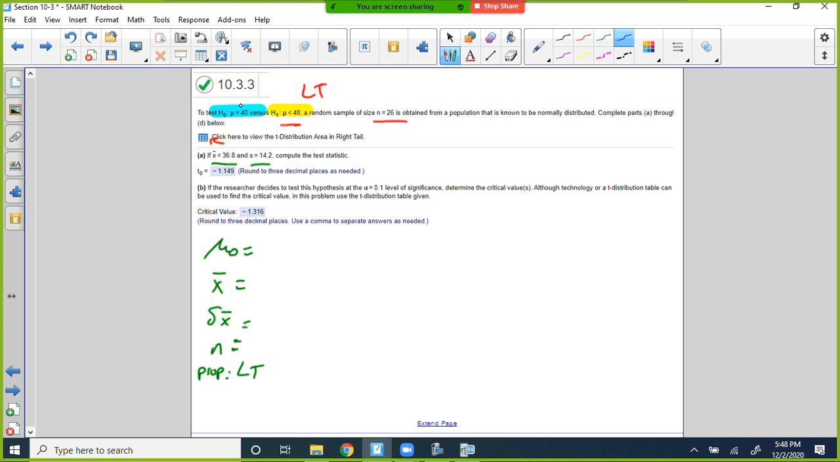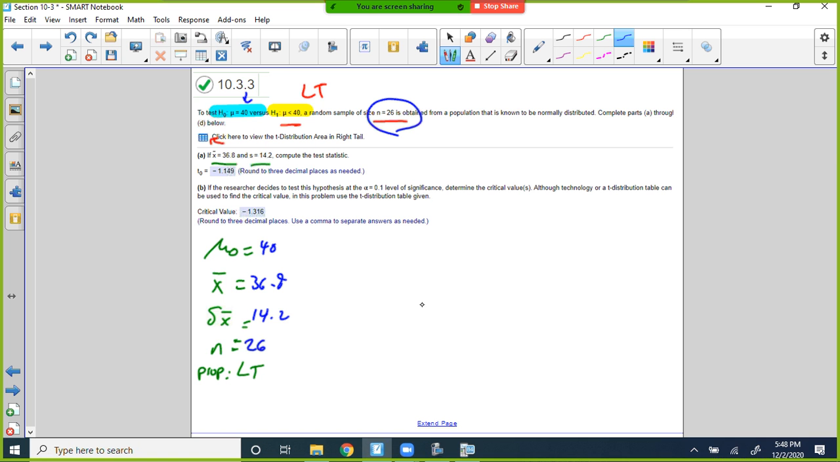That mu naught is the same as the value that the mean is equal to in the null hypothesis. So that would be 40. Then our X bar happens to be 36.8. And then our sample standard deviation is 14.2. And then they sampled 26, right? So a left tail.